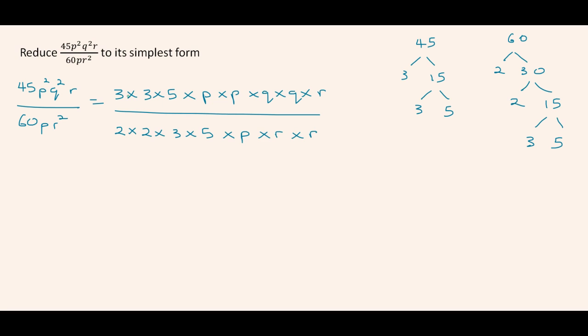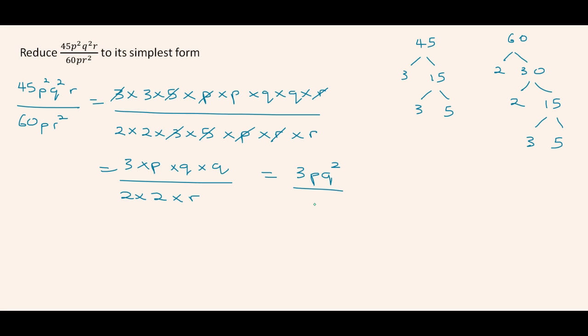So let's cross out common terms. 3 crosses out 3, 5 crosses out 5, p crosses out p, r crosses out r. So now we have 3 times p times q times q over 2 times 2 times r. So this is going to give us 3pq squared divided by 4r. That's the final answer.